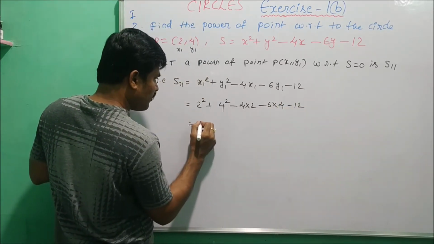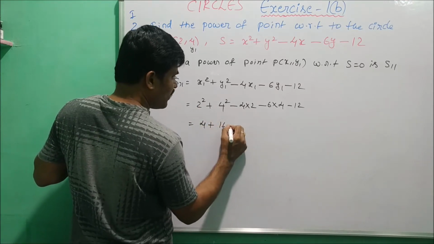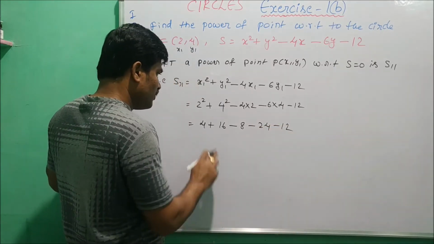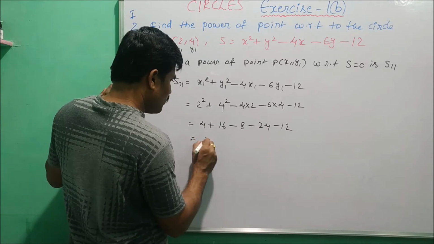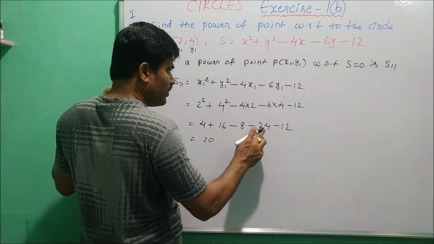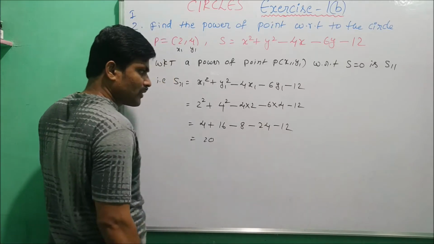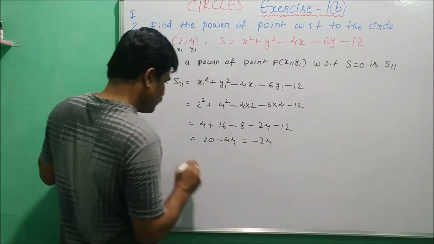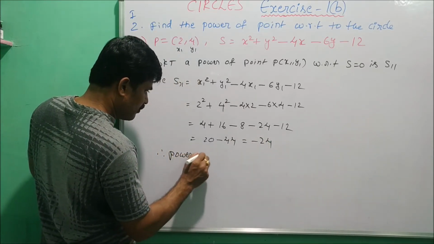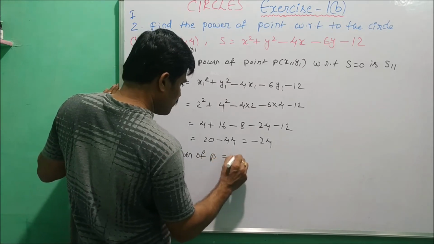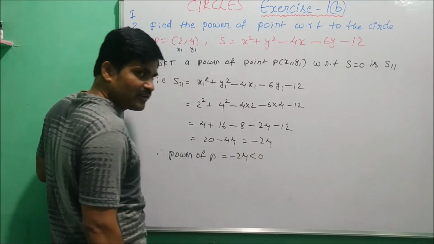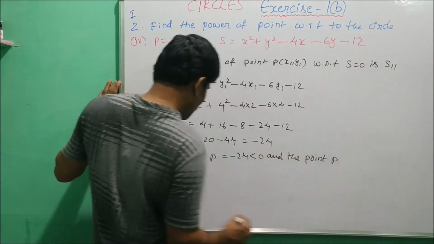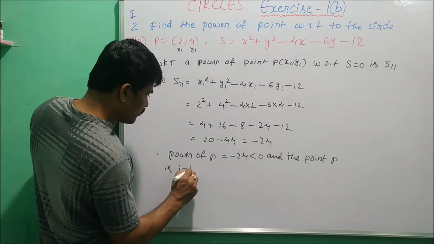So this is 4, this is 16, then 4 into 2 is 8, 6 into 4 is 24, minus 12. So 16 plus 4 is 20. The positive value is 20, the negative value is 24. So 20, 24, 44. So that is minus 24. Therefore the power of P equals minus 24. We also observe this is always negative and the point P is interior to the circle.